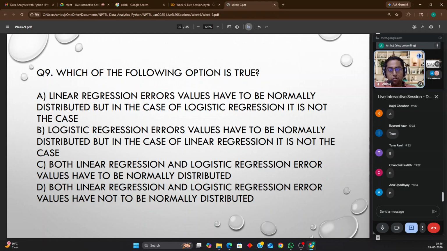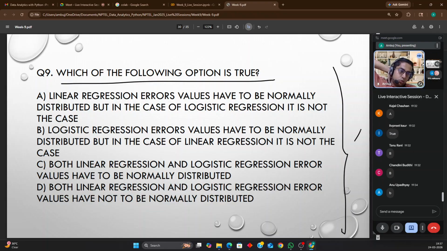Now we try to see this particular question. Which of the following options is true? Linear regression error values have to be normally distributed, but in case of logistic regression, it is not the case. Logistic regression error values have to be normally distributed, but in case of linear regression, it is not the case. Both linear regression and logistic regression error values have to be normally distributed. Both linear regression and logistic regression error values do not have to be normally distributed. Out of these four statements, which option will you choose?